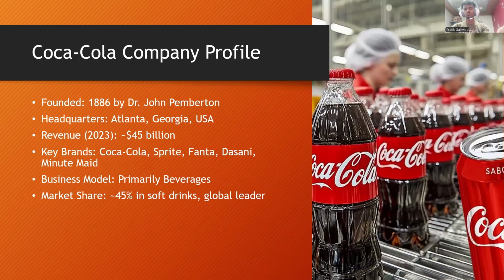Moving on to Coca-Cola, one of the most iconic and longest standing brands in the world, founded in 1886 by Dr. John Pemberton, Coca-Cola has built a massive global empire, generating approximately 45 billion US dollars in annual revenue. Unlike PepsiCo, Coca-Cola focuses almost entirely on beverages, with brands like Coca-Cola, Sprite, Fanta, Dasani, and Minute Maid. It covers a wide spectrum of drinks, from sodas to juices and bottled water.